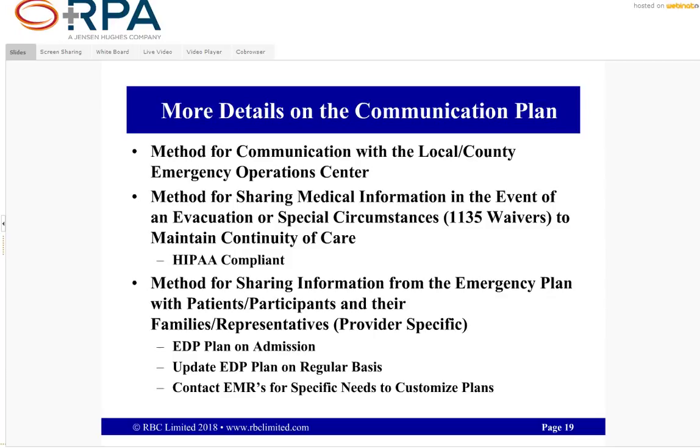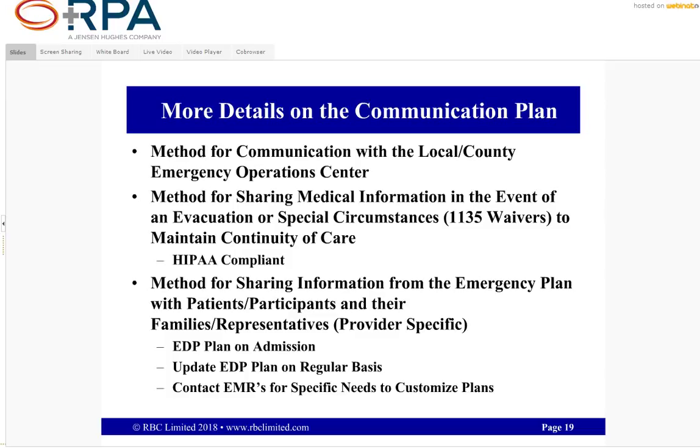Now, in your communication plan, we like to see the method of communication with your local and county emergency operations center, the EOC. So you're going to clarify who's the person that does that. Of course, during an emergency, we know the ICS system really clearly defines that communication with the commander. But, you know, on a regular basis, in your agency, who updates that information in a non-emergency time?